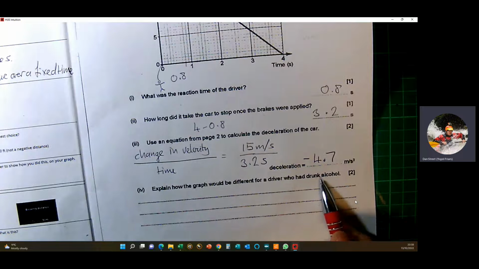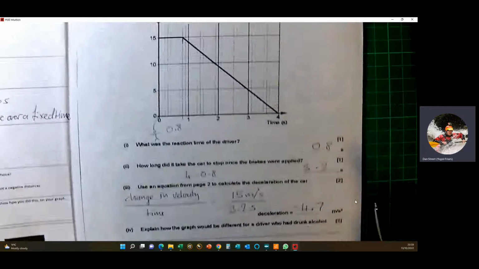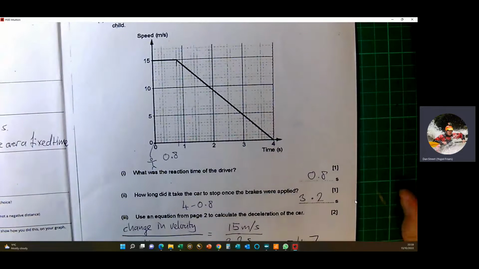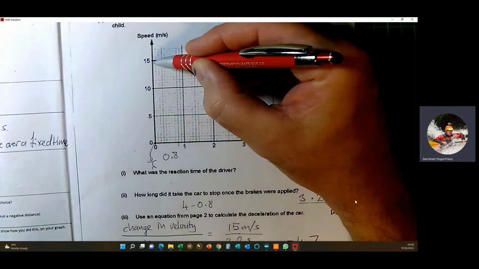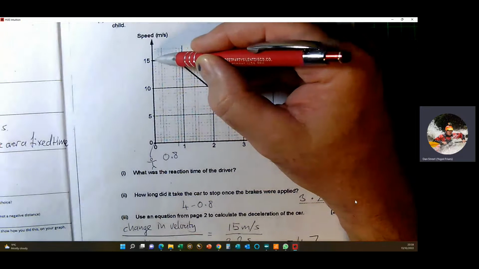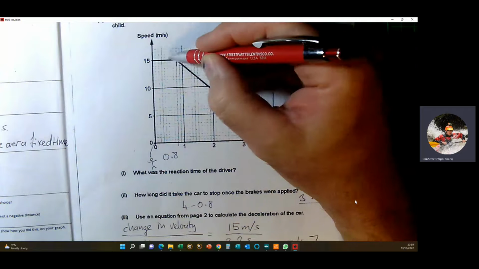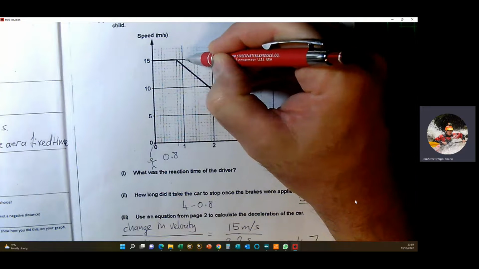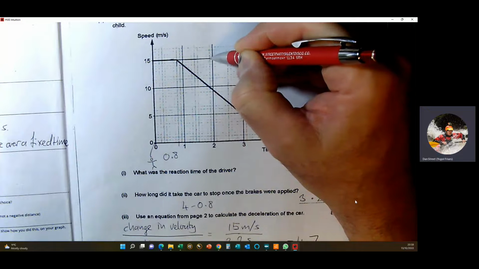And the final part of the question asks us to explain how the graph would be different for a driver who had drunk alcohol. Rather than explain, it might be better to actually draw it on there. A driver who's drunk alcohol, their reaction time would be affected, it would be longer. So we might see this sort of thing, that the graph comes out to here or even here.